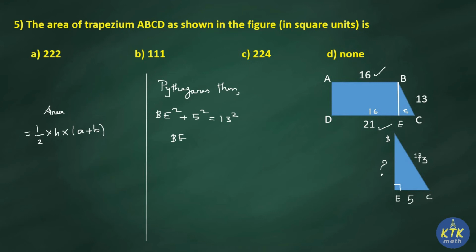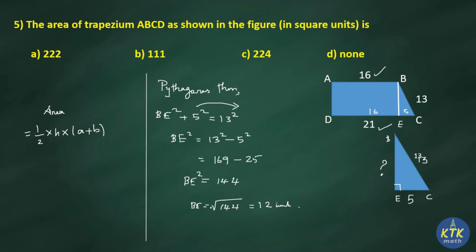So BE square is equal to what? 13 square minus 5 square. This 5 square is positive, and when it moves to the right side, it will become negative. So 13 square is what? 13 13s are 169, and 5 square is 25. So 169 minus 25 is 144. So 144 is BE square. Then BE will be root 144. What is the square root of 144? It is 12 units.